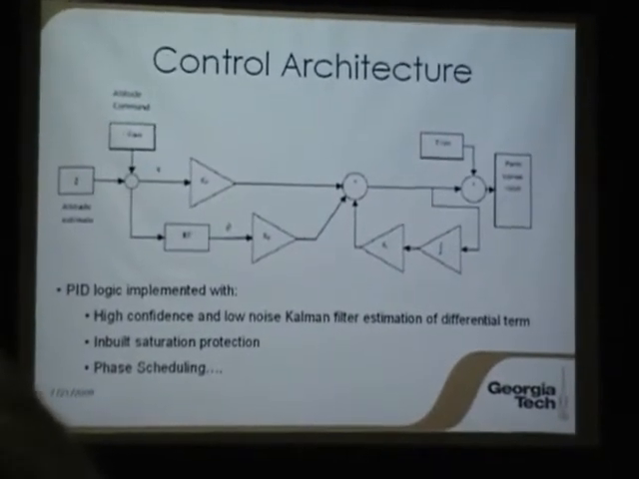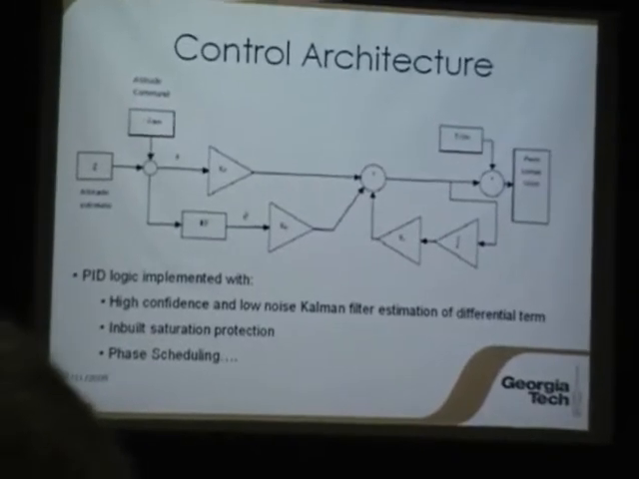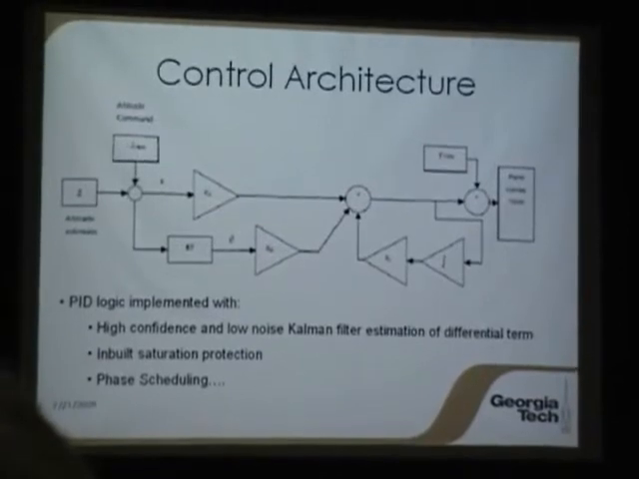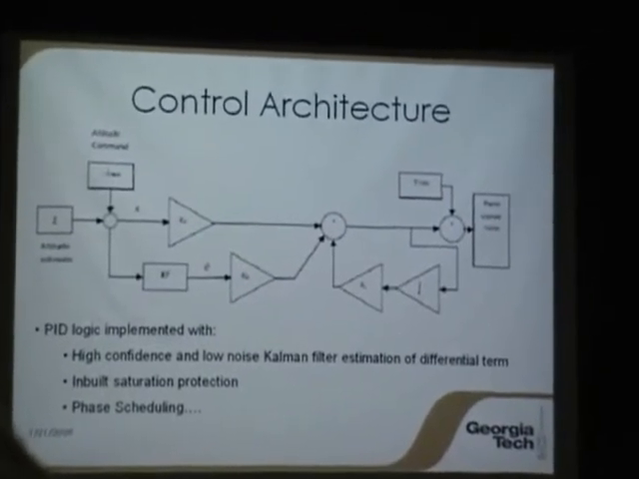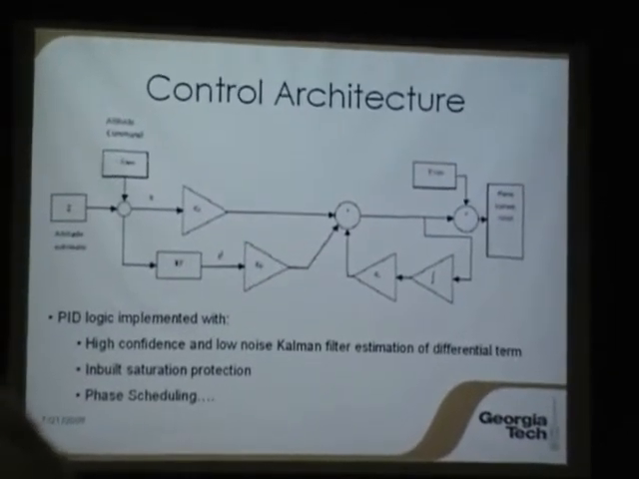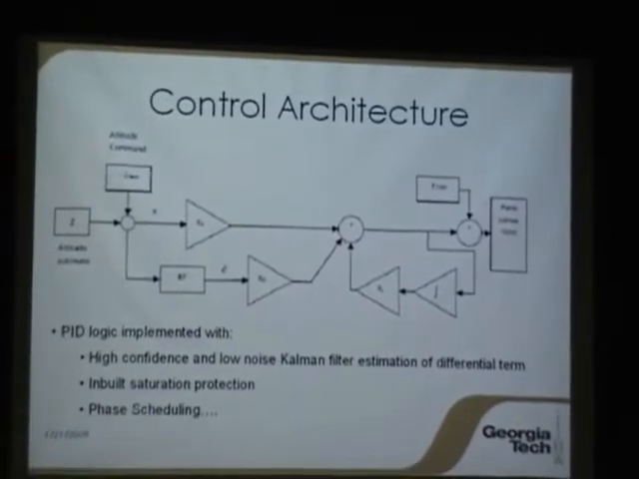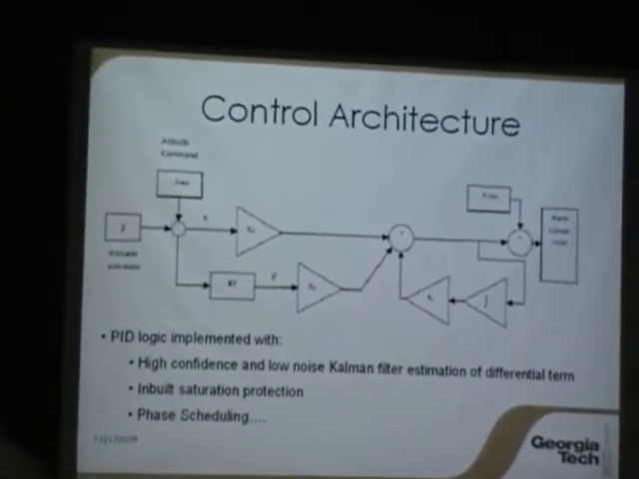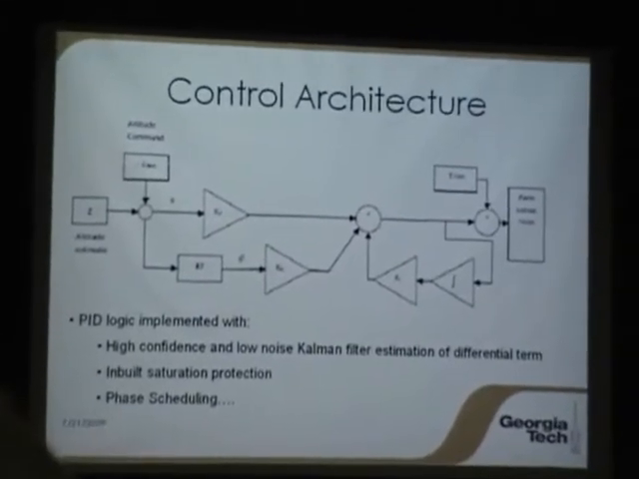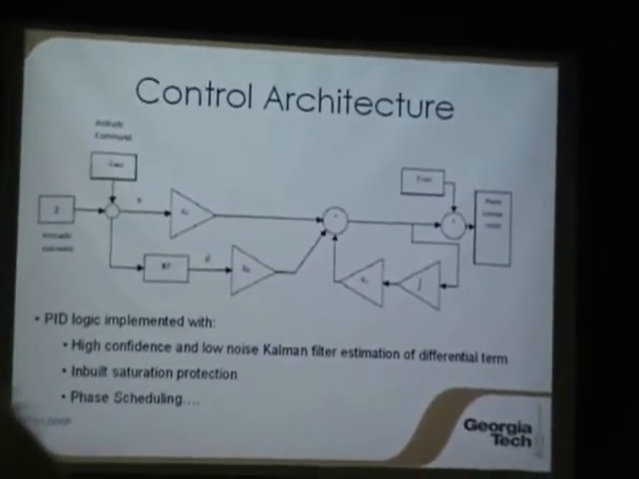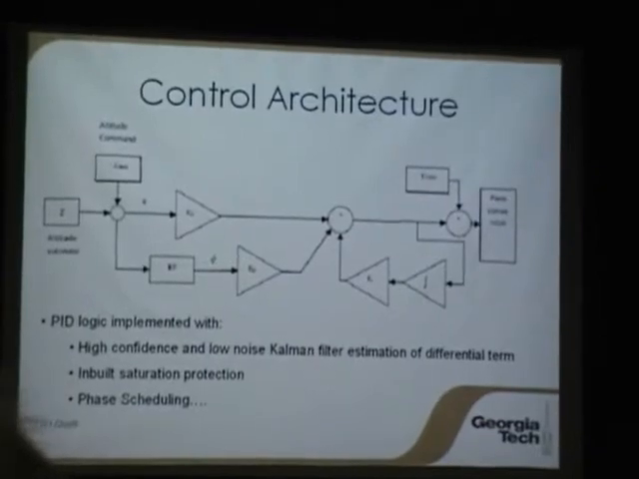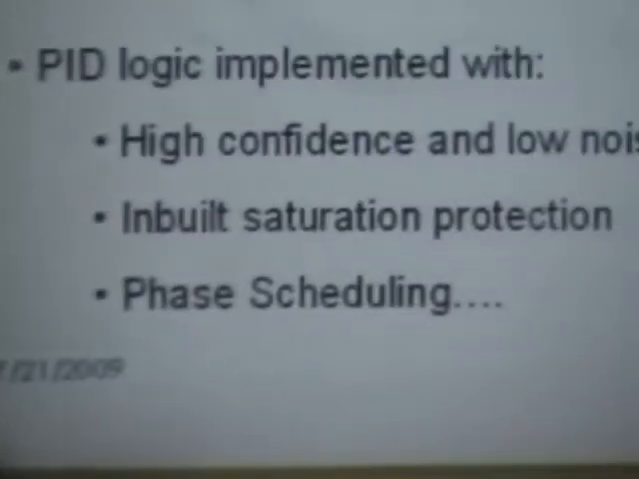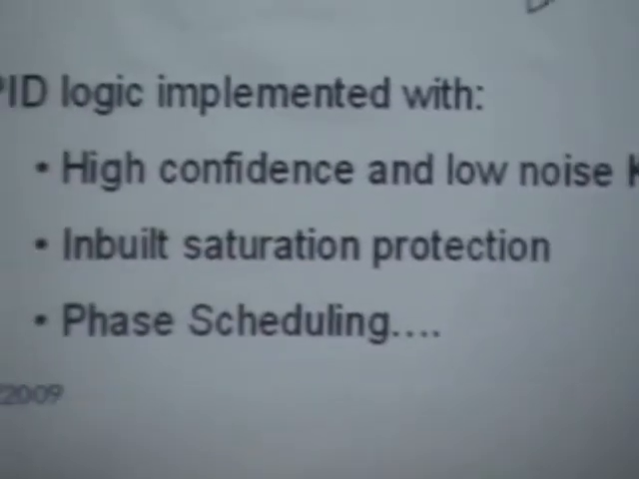And what we came up with is that there are three main things that separate this PID implementation from a standard PID implementation. The first one is a high confidence and low noise Kalman filter estimation of differential terms using what we call an outlier detector. The second thing is inbuilt saturation protection. This is what we propose in the paper, to use the control outputs for the integral term instead of using the errors. And third is what we call phase scheduling, and I'll talk about that soon.